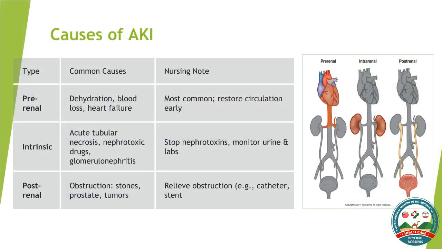There are three main types of AKI. Pre-renal, caused by dehydration, blood loss, or heart failure. It's the most common type, and the key is to restore circulation early. Intrinsic happens when the kidney itself is damaged, such as acute tubular necrosis or nephrotoxic drugs. Here, stop the toxins and monitor urine and lab results closely. Post-renal, caused by obstruction, like stones, enlarged prostate, or tumors. The goal is to relieve the blockage, for example, with a catheter or stent.